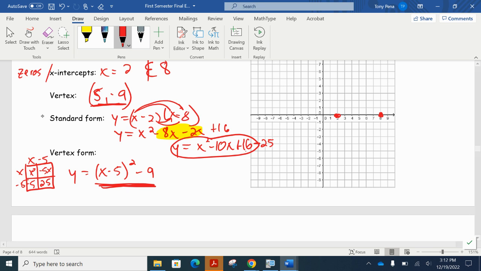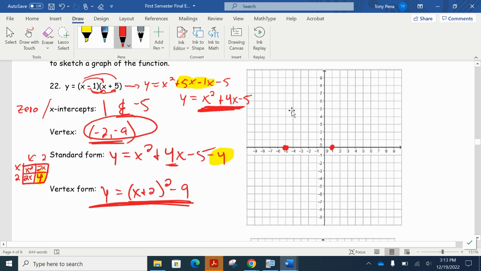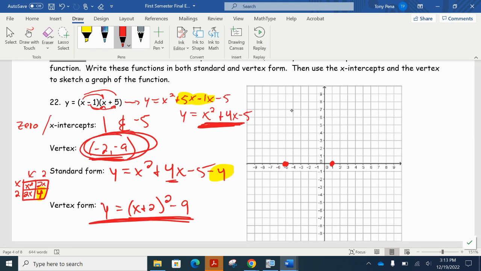We can then, for the graph, plot this point, 5, -9. Connect those dots. I don't know if I did that in the previous question. And then that's our graph. Let me see. Yeah, I never finished this one off. So if I plot the vertex here, -2, -9, and then I connect these, I missed. All right, that would be our graph.